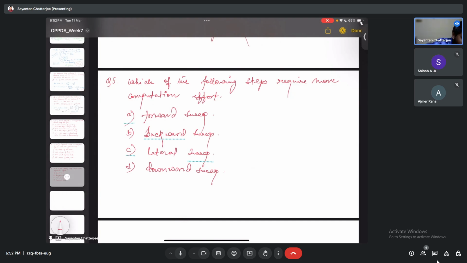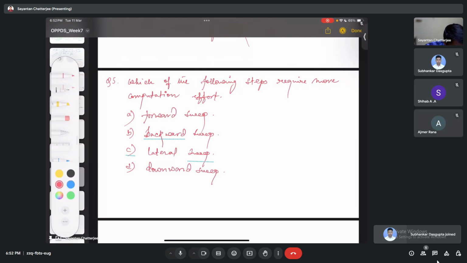Which one of the following steps require more computation effort? Forward sweep, backward sweep, lateral sweep, downward sweep. Backward. Backward.